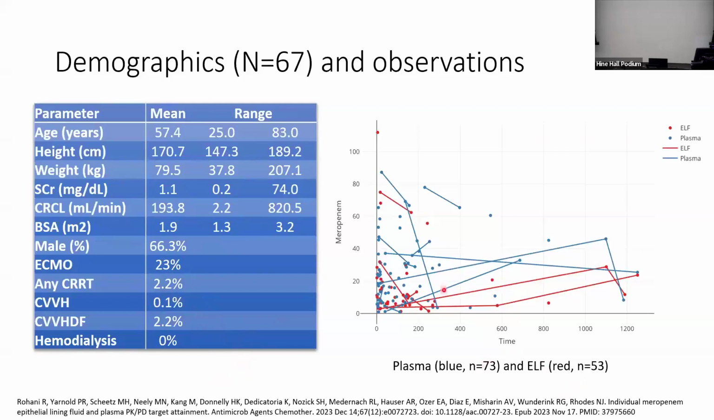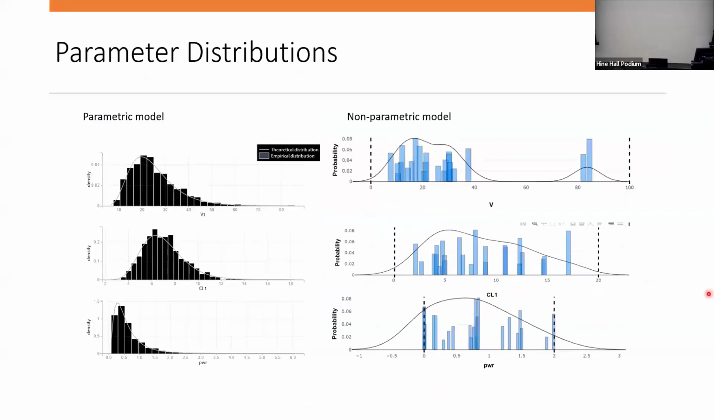When we look at the types of the sparse samples available, we see plasma in blue here and ELF fluid in red. And we see that we had certainly a little bit more plasma than ELF sampling available. And this was, I think, more fully described in our recent publication of this preliminary data. But what I want to show you and highlight are the different methodologies that can be applied to this data. We chose, based on our experience, to use a non-parametric methodology. But certainly we could also use a parametric approach to estimate the pharmacokinetic parameters.